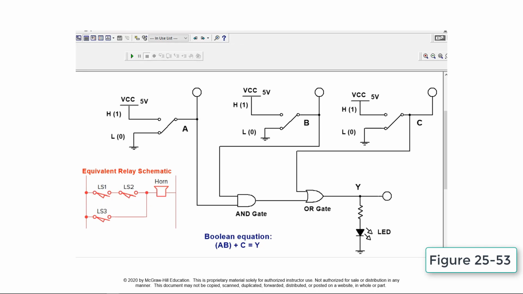This circuit simulates the combination logic circuit for the Boolean equation the quantity A and B ORed with C is equal to our output. The simulation has been constructed similar to the combination logic circuit shown. Also shown is the relationship between the relay ladder schematic and the equivalent combination logic gate circuit. This logic control scenario requires that the output be energized whenever limit switches LS1 and LS2 are both closed or limit switch LS3 is closed. The simulation is operated to confirm this function.